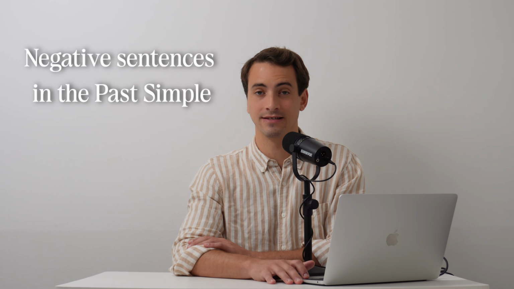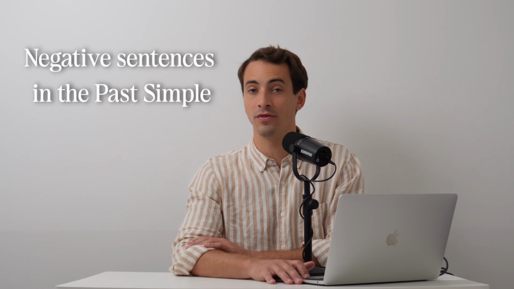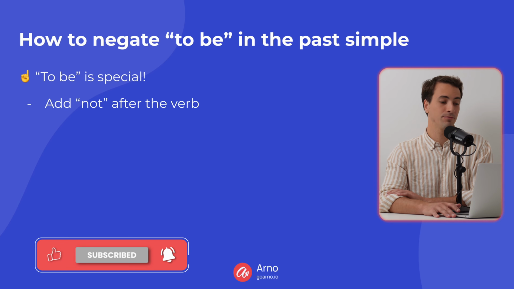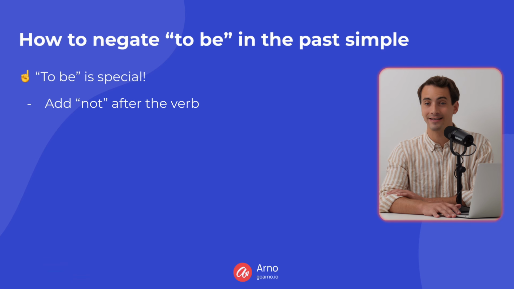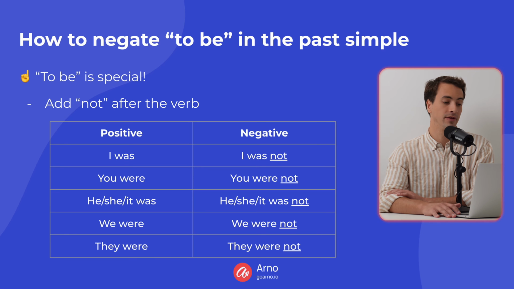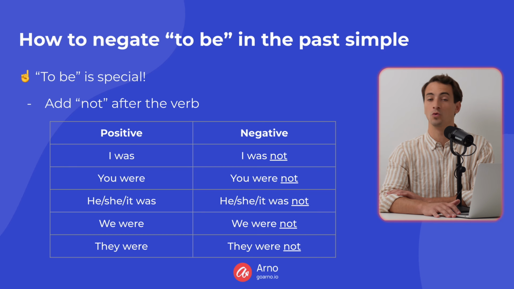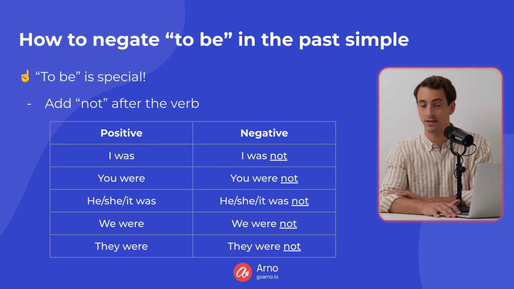Let's now talk about how you form negative sentences in the past simple, starting with the verb to be, because to be is a special verb with its own special rules. So to negate to be in the past simple, you simply add not after the verb. So if I have I was, I simply add not to get I was not. You were not. He, she, it was, he, she, it was not. We were not. They were not.